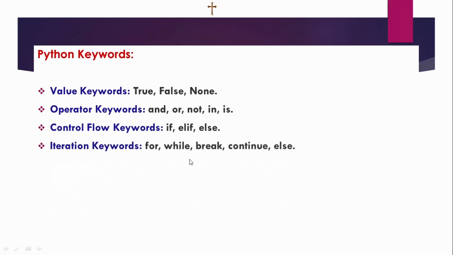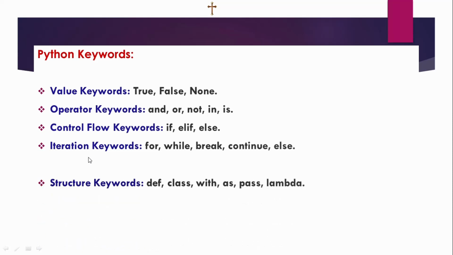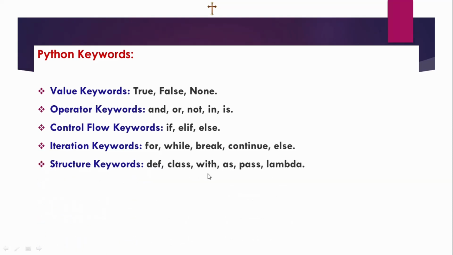Then for, while, break, continue, else. These are used in looping statements. That means iteration keywords. Then def, class, with, as, pass, lambda are useful to define functions and to define object oriented concepts. That means structure keywords.